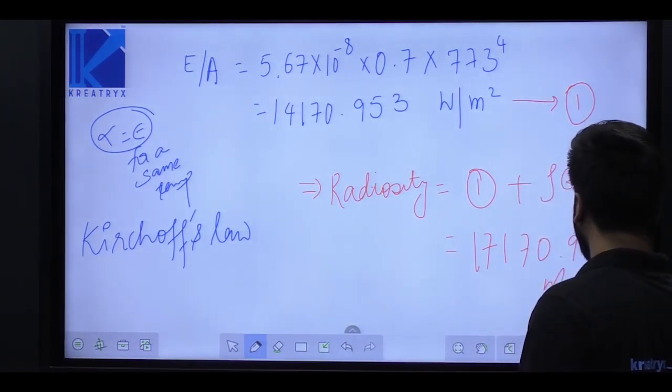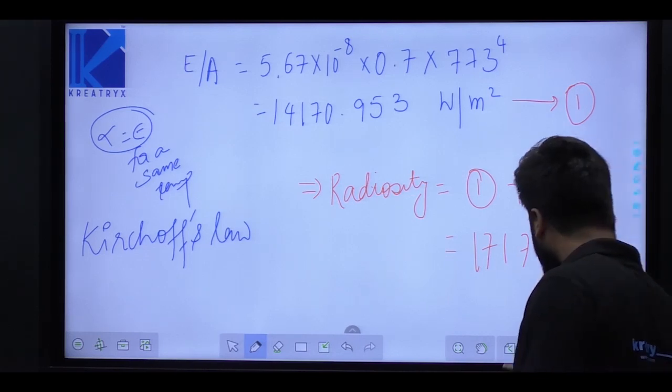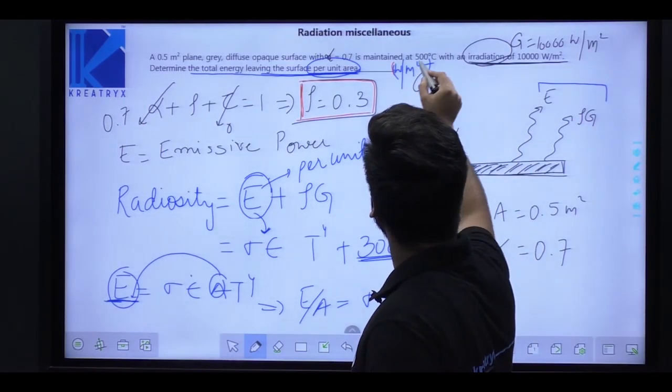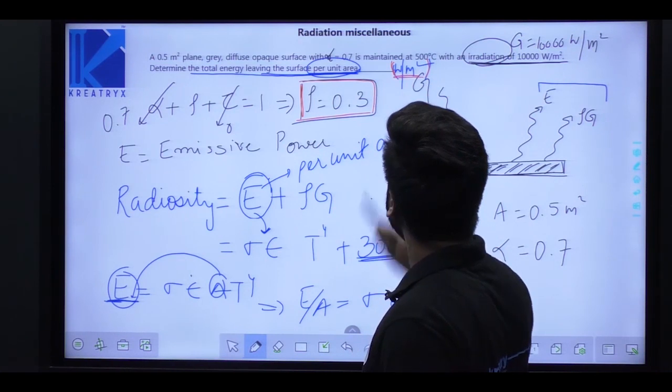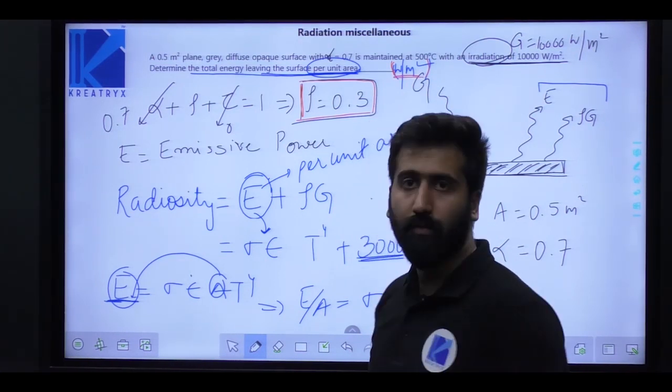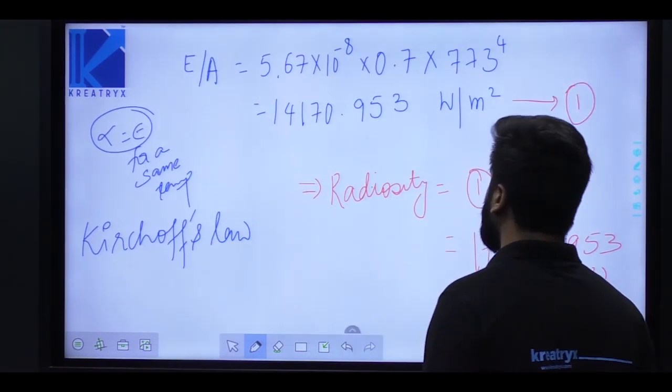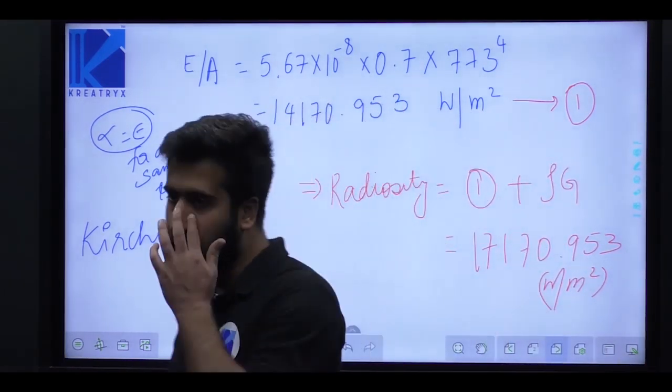Units are watt per meter square. Okay. The units were not mentioned in the question, but you have to give the answer in watt per meter square. So this was about radiosity.